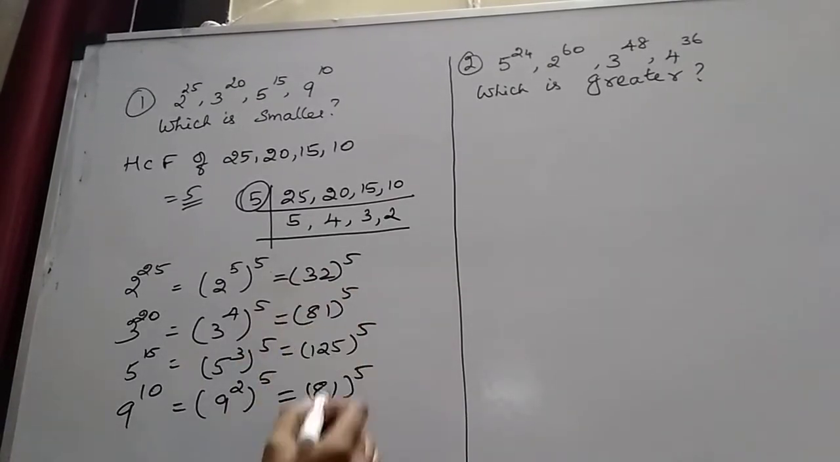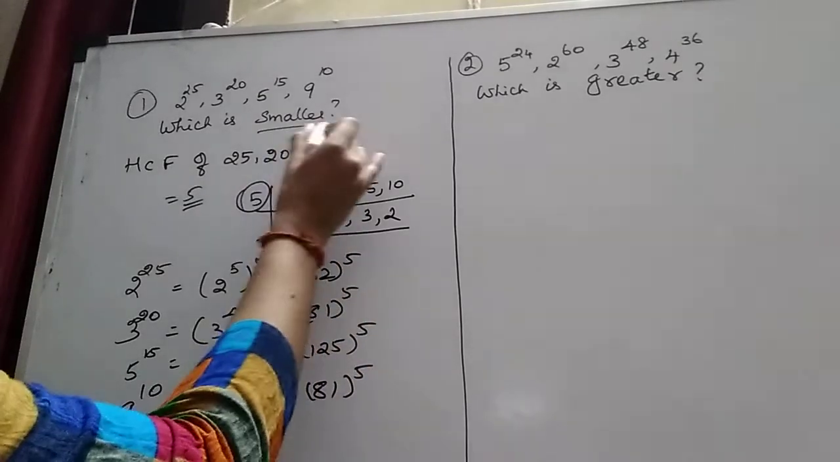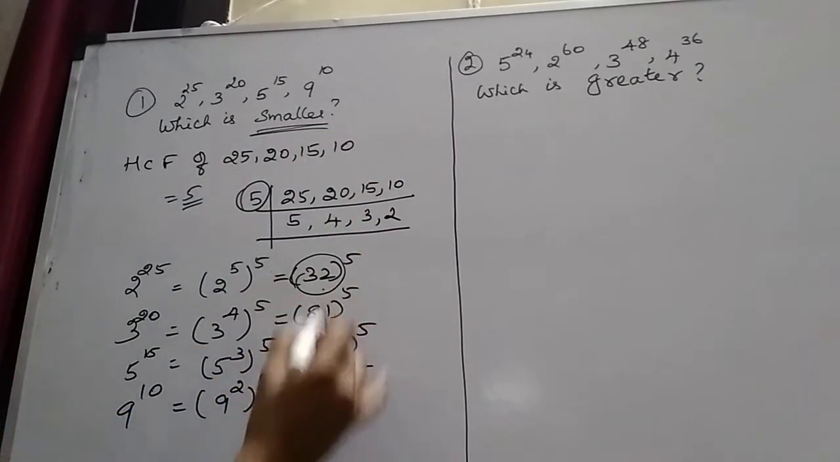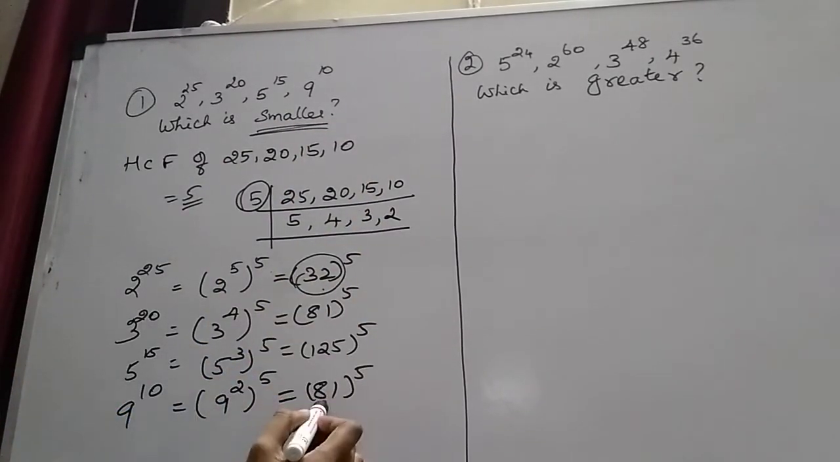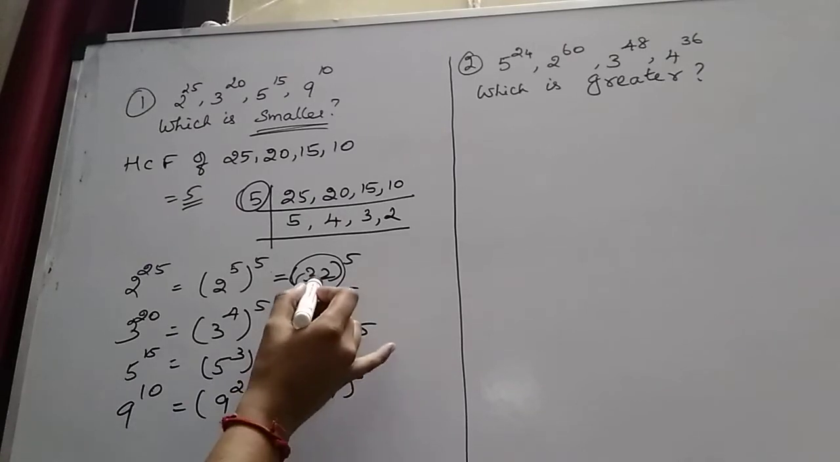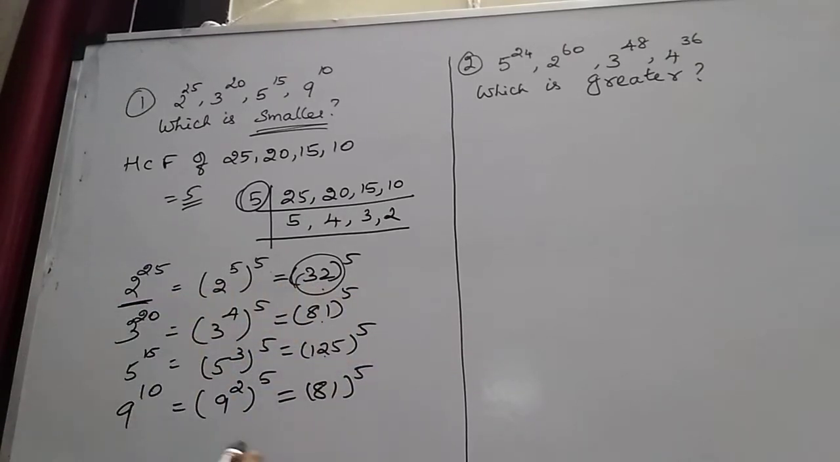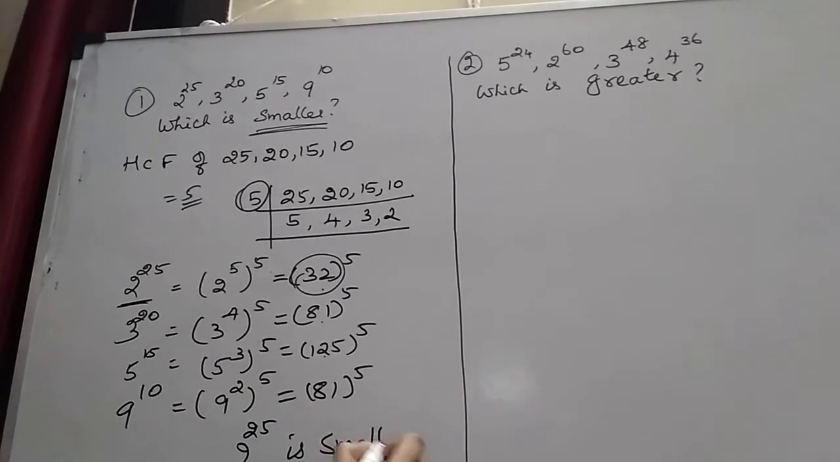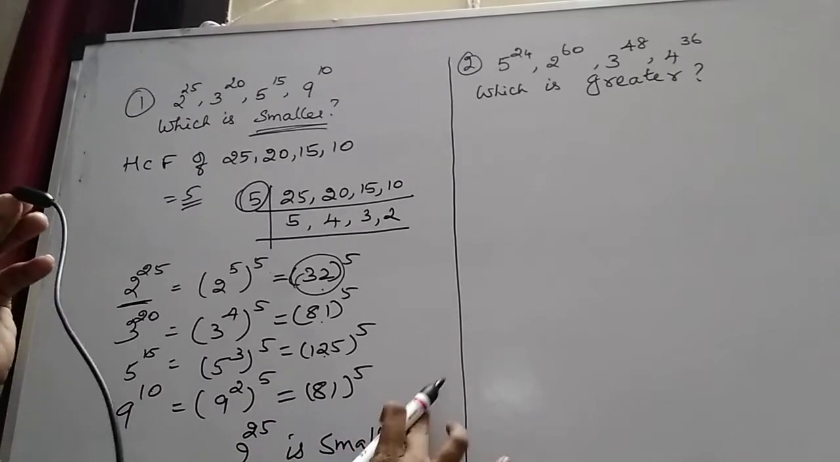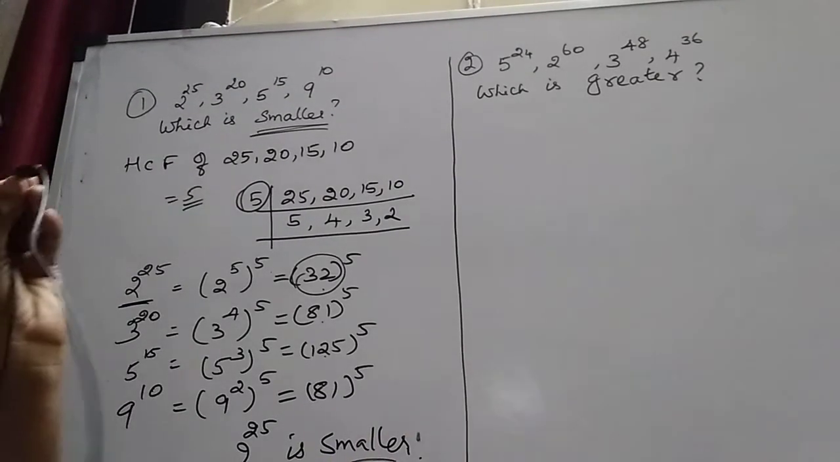Now compare the numbers inside. Which is the smallest is the question. 32 is the smallest among the inside numbers: 81, 125, 81, 32. For this, you write the original number, so 2 power 25 is the smallest number.